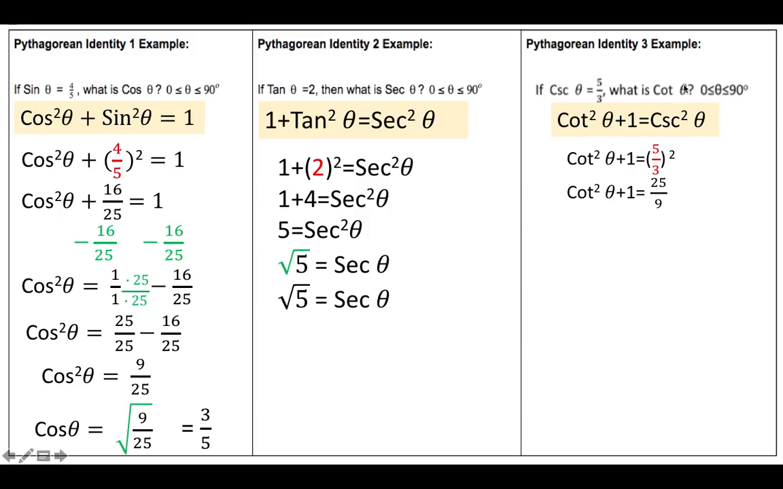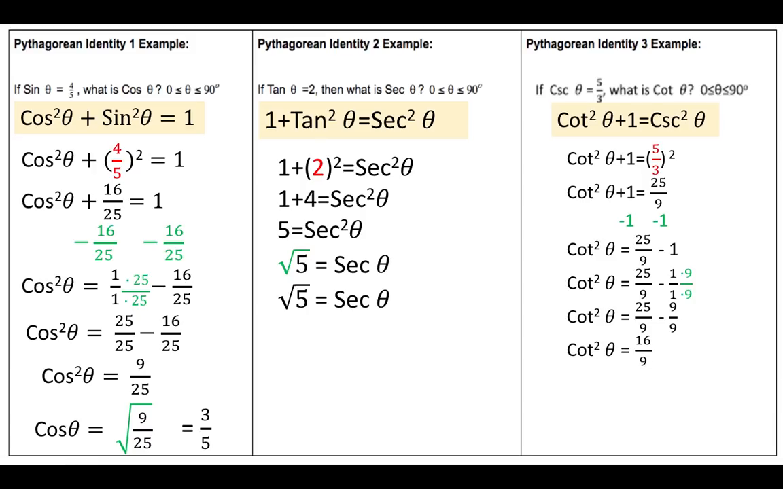In order to solve for cotangent theta, which is our goal right here, I've got to get rid of this plus 1. So what I'm going to do next is subtract 1 from both sides. When I subtract 1 from both sides, I want to make sure that I put this 1 over 1 because I want to have a common denominator. And that's why right at this step I multiplied 9 top and bottom from this 1 over 1 so that I can go ahead and combine these fractions because this 9 is down here. Alright, so this right here is going to become 9 over 9. Now that the denominators are the same, 25 minus 9 is going to give me 16 over 9.